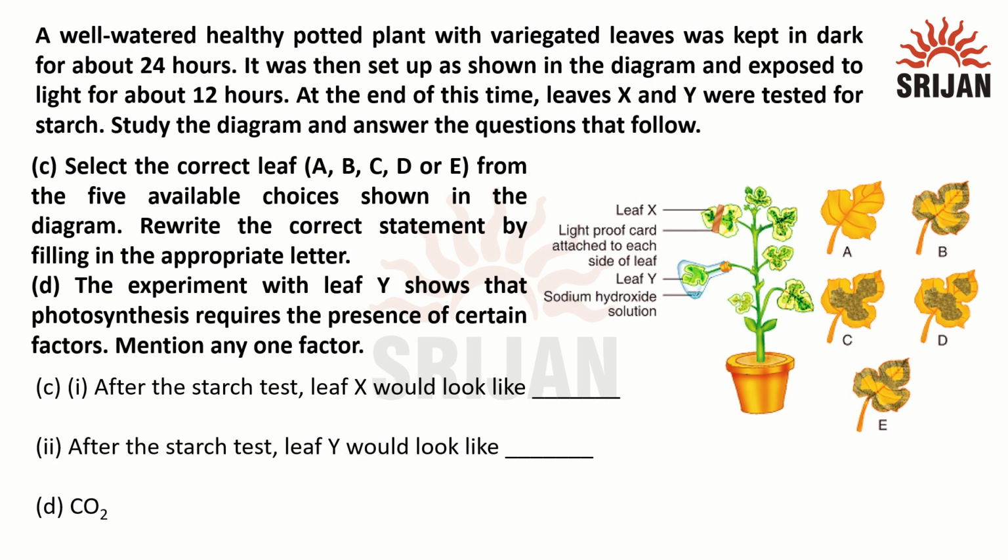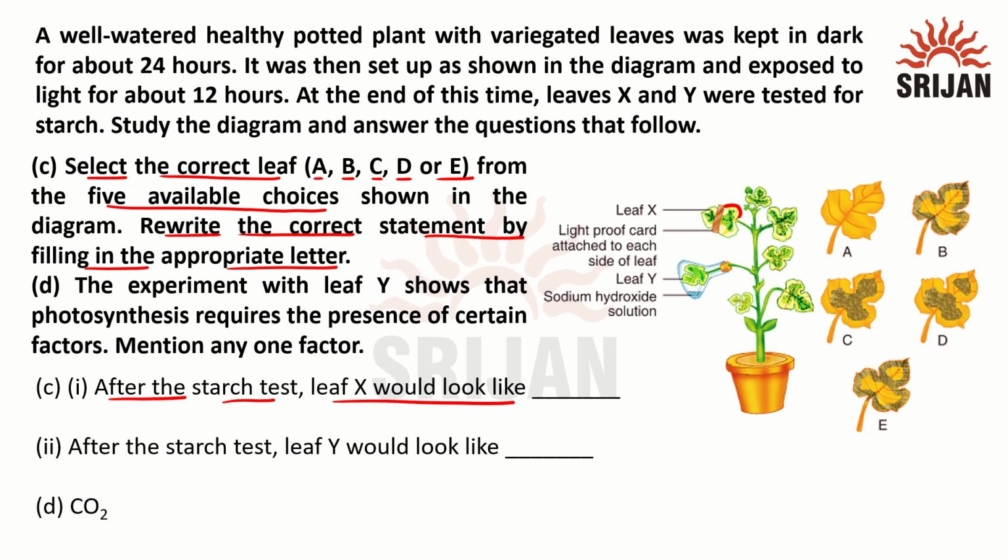Third question is, select the correct leaf among A, B, C, D or E from the 5 available choices shown in the diagram. Rewrite the correct statement by filling in the appropriate level. Now, after the starch test, leaf X would look like.